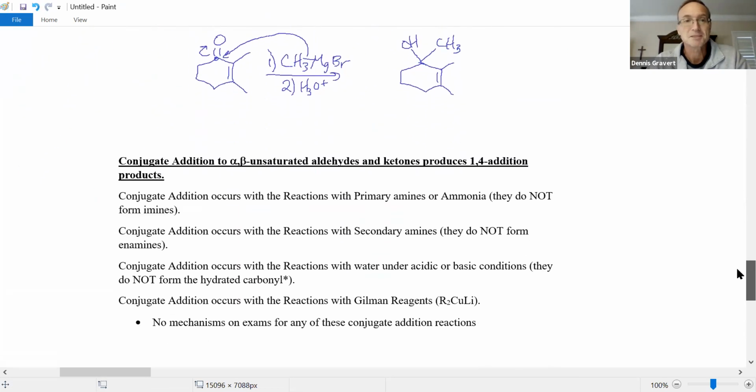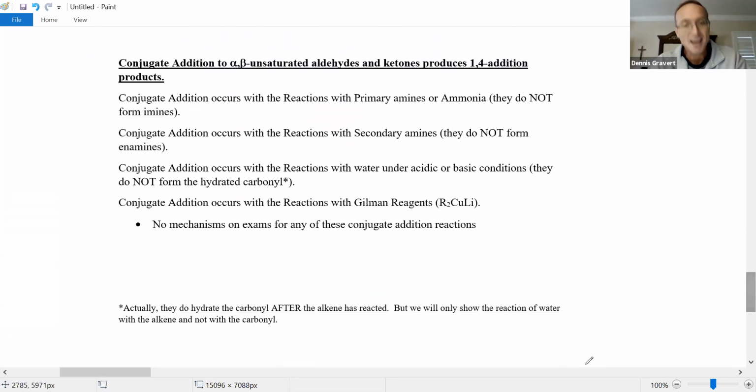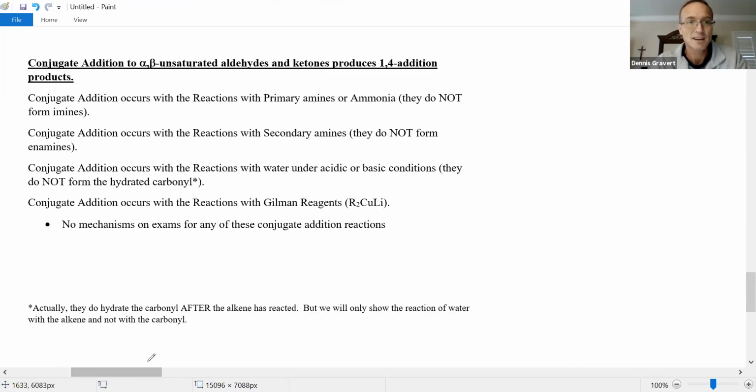And then chemistry happens. You can also get conjugate addition. Let's put that there. Let's put my face there. Get out of the way.